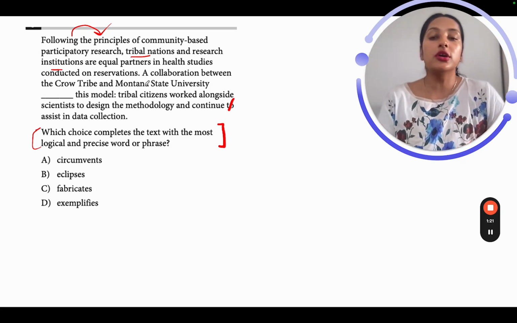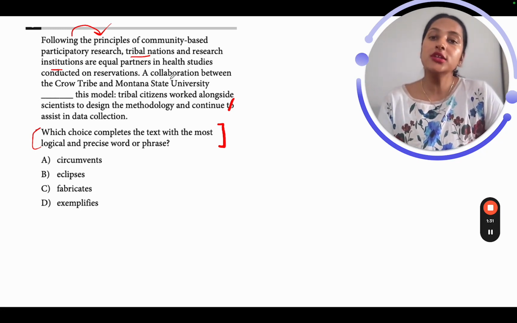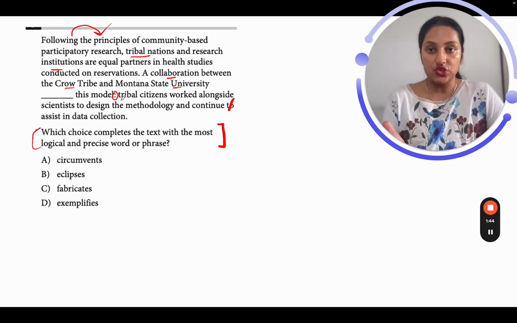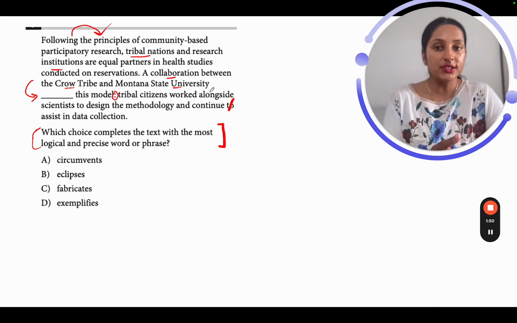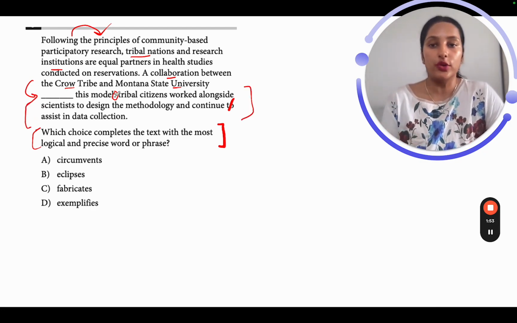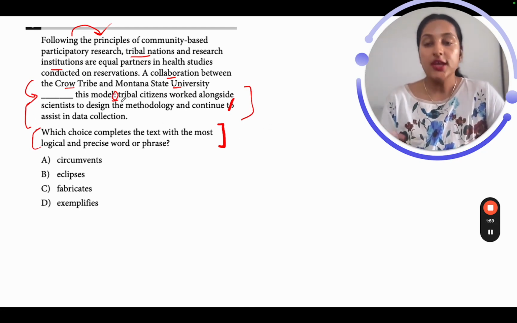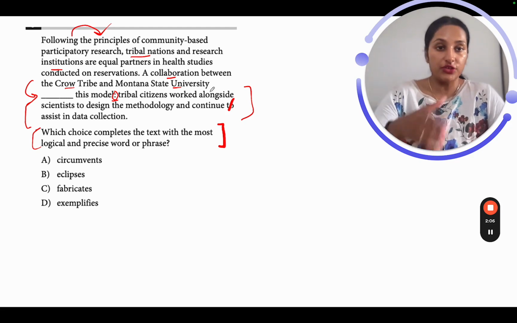A collaborative or a collaboration between the Crow tribe and Montana State University blank this model. So what is this collaboration between this tribe and this university doing to this model, right? Now, understand this colon is going to be very important for you in this particular question, because whatever it is that they are doing to this model is going to be further explained to us after this colon. That's a whole usage of a colon, right? So if you've already gone through the usage of punctuations, you know by now how a colon is being used. And so the explanation of this collaboration is given to us in the part that's after the colon, correct?